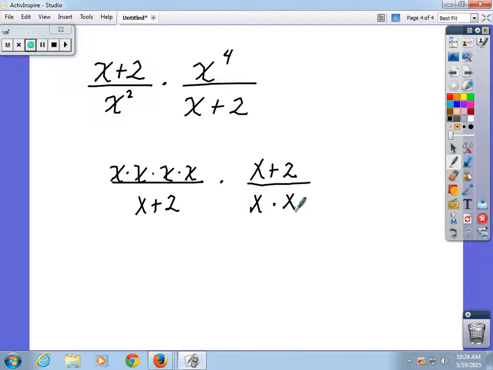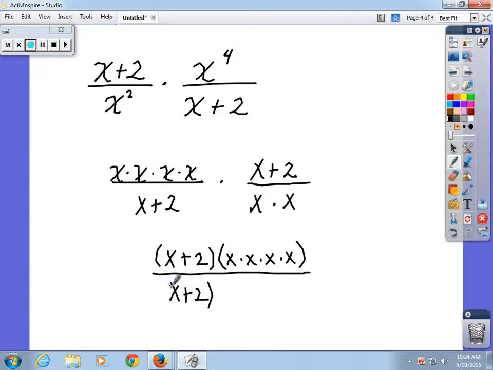Now, if we were to put all this together, I can put these two together and say this times this. So I could say x plus 2 times, with parentheses, x times x times x times x over x plus 2 times x times x. And what happens? And what's left?